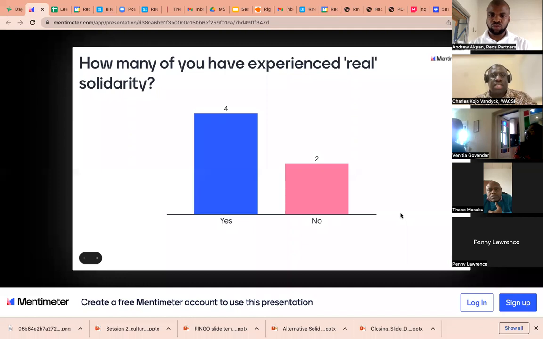I think colleagues are still joining us, which is great. For colleagues who are just joining, we are sharing our own experiences around solidarity. There's a Mentimeter link; kindly click on it so that you can also answer the questions. There are two questions. The first question is, how many of you have experienced real solidarity? I'm waiting for colleagues to answer. This is a yes or no answer before we move to the next question.